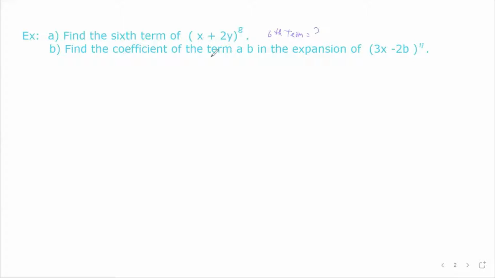We find the coefficient of the term a, I think this one, let me change here, a power 6, b power 5. Okay. And then question A, we want to find the sixth term. Okay. 3 minus b power 11. Okay, so now we are going to work on the question A first. Question A.